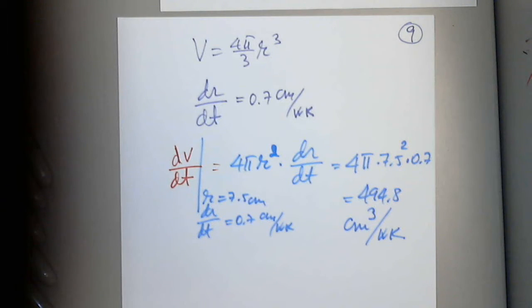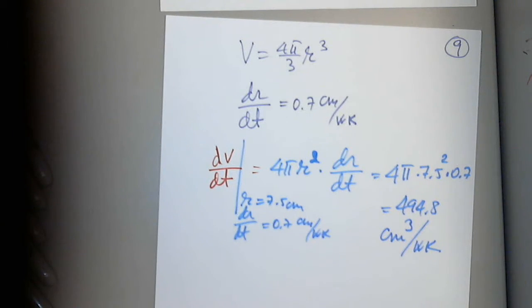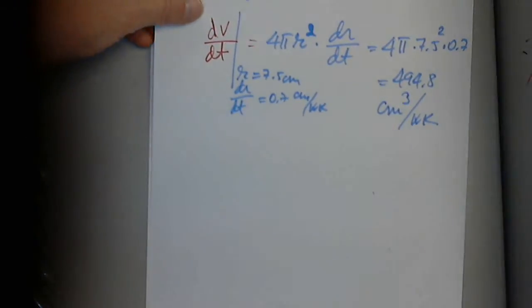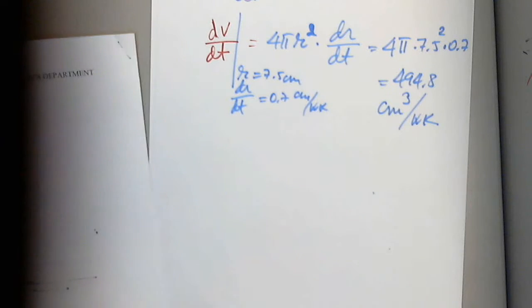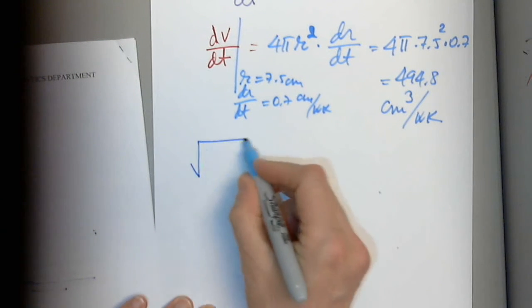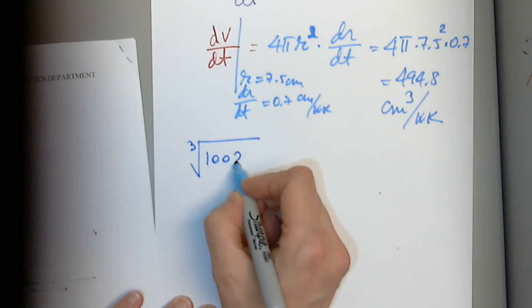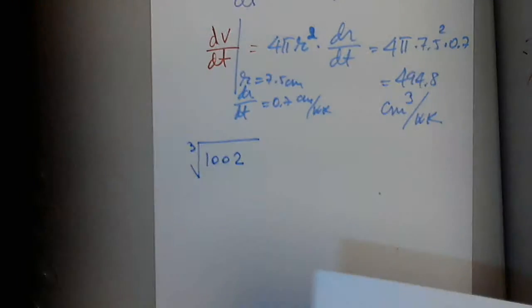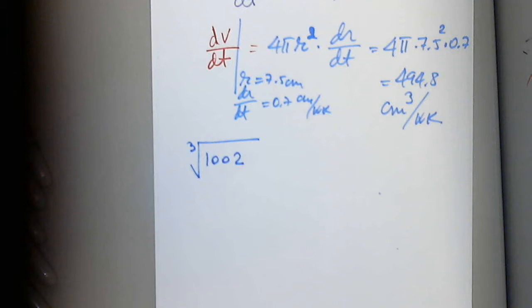Any questions? Is that okay? It was a pretty simple problem, wasn't it? We agree? Yes. Perfect. Okay, so the extra credit, the cube root of 1,002. It says approximate or estimate, if you want, using differentials.